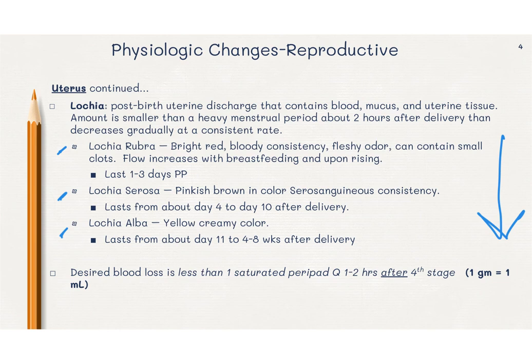So let's talk about the first one. This is the one that you guys are going to see with your patient in the hospital. This typically lasts 1 to 3 days. And like I said, by the 3rd day, your patient usually is going home. So lochia rubra is the one that you guys are going to see. It's the one that people talk about where they have a heavy period. It is not uncommon for the lochia rubra stage to have small clots in it.